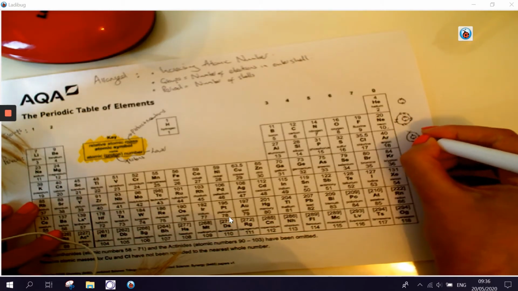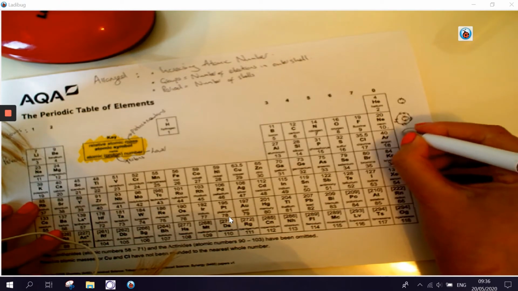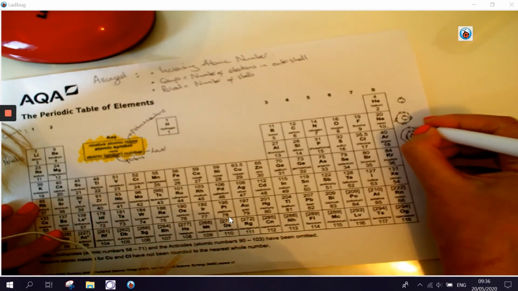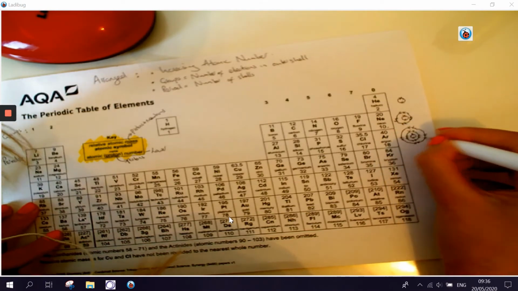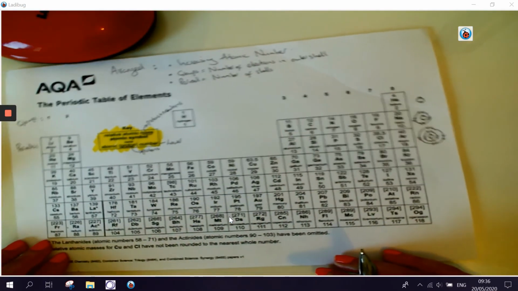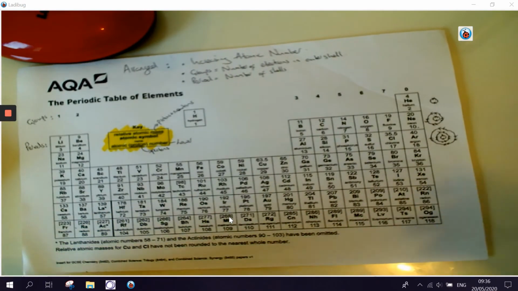then 8, then another 8. So depending on an element's location in the periodic table, we can find out pretty quickly how many electrons that element has and how they are arranged.